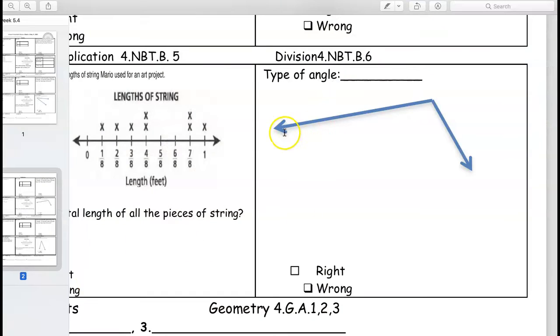And finally, our final math review question is to name the type of angle. So I'm noticing that this already is much wider than a right angle. So that would mean this angle is obtuse.